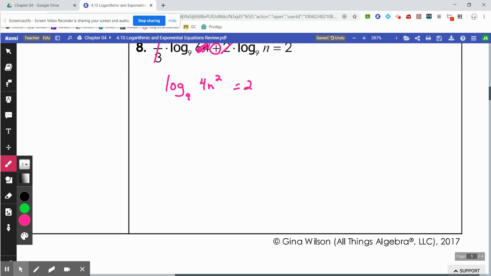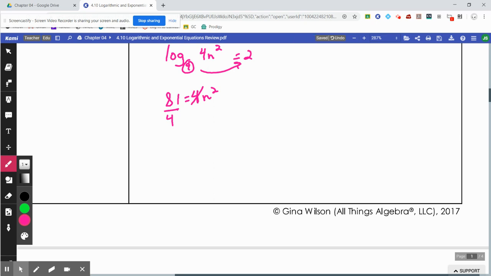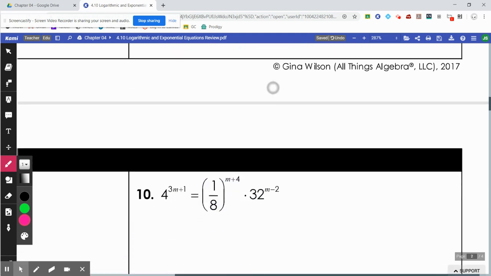Now it's pretty simple. Rewrite it in exponential form. 9 to the 2nd power is equal to the argument, which is 4n squared. Since you're missing an n term, you can just simply divide by the 4. N squared is 81 over 4, so therefore n would be plus and minus the square root of 81 over 4. Square at the top, square at the bottom, and you get plus or minus 9/2.